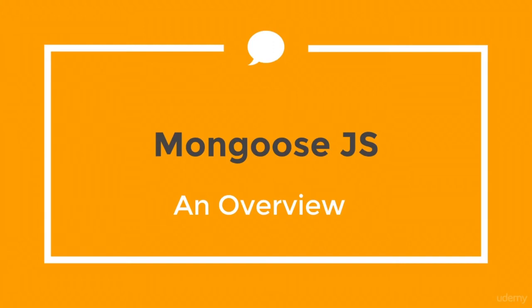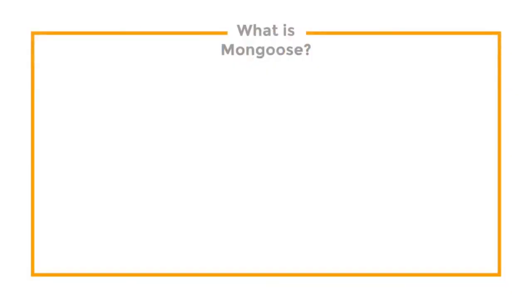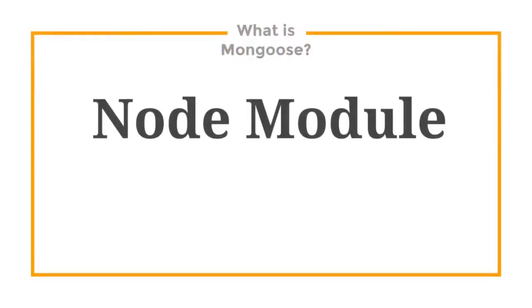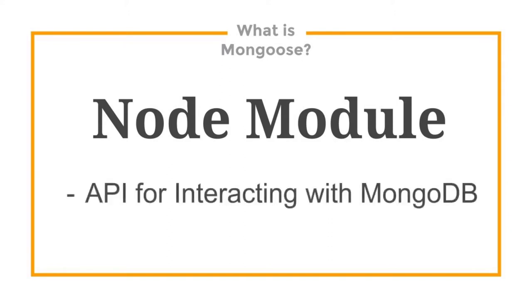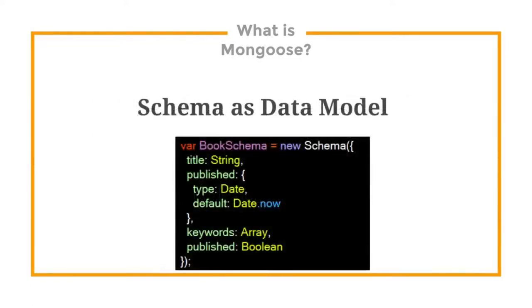This video will cover the basics of what Mongoose is and how we use it. Mongoose JS is a Node module that makes it easy for us to interact with MongoDB. It provides us an abstraction in the form of an API for creating schemas and manipulating data. The schema creates key and value pairs for the different data types available to us within MongoDB.